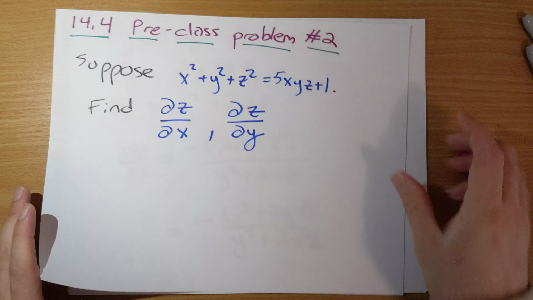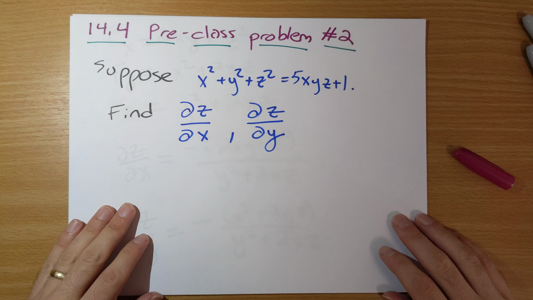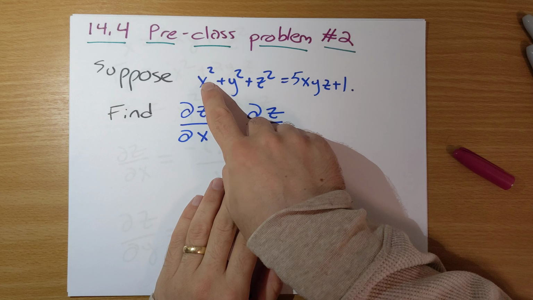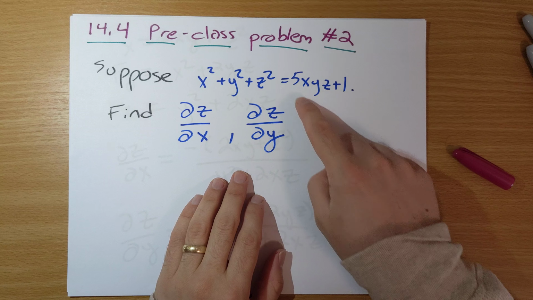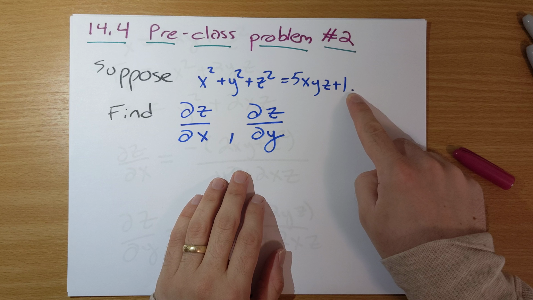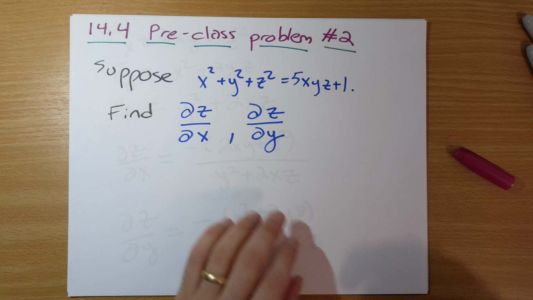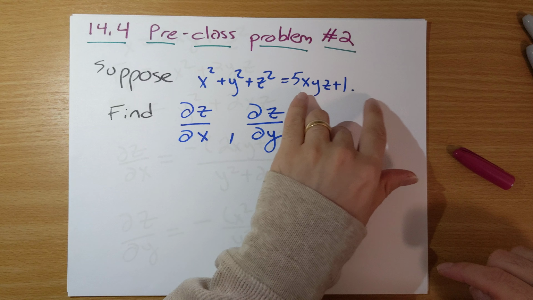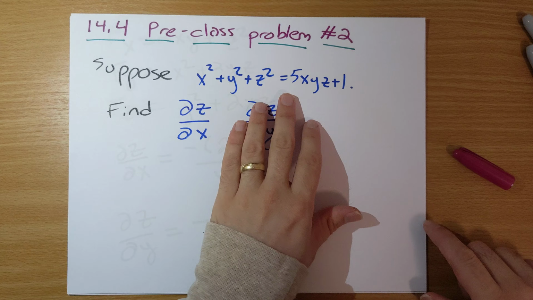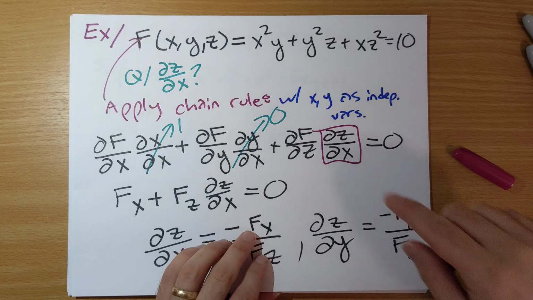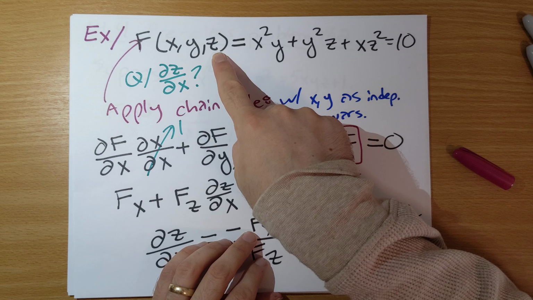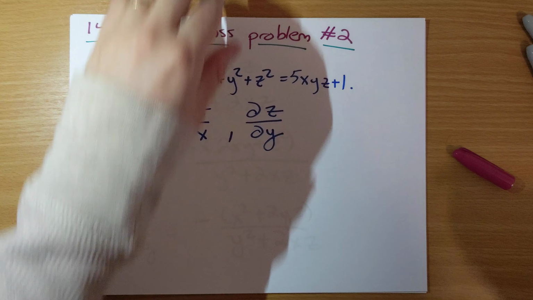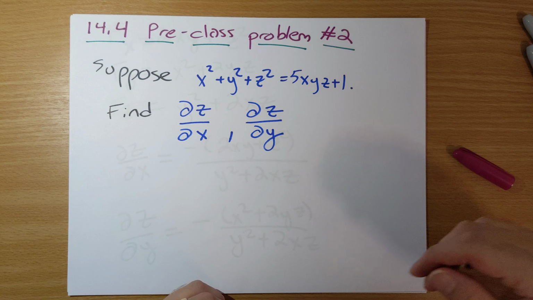Okay, so let's end this video with a pre-class problem here. There's our second one for this section. Suppose that x squared plus y squared plus z squared is equal to 5xyz plus 1. Find these two partial derivatives. You'll probably need to do some rearranging of this equation in order to get it into the form of a function is equal to a constant. So you want it in that form to be able to apply our algorithm.